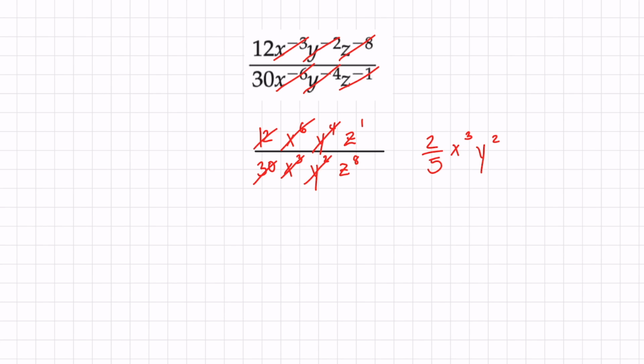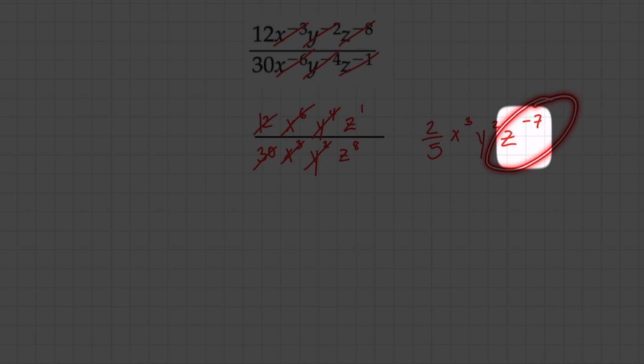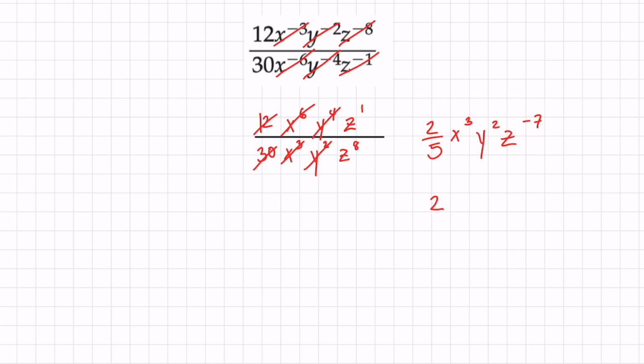And now we've got z^1 and z^8. 1 minus 8 is negative 7. So we can write z to the negative 7. It's considered not simplified if you've got a negative exponent. So we're going to have to flip that to the denominator. 2/5, I'm going to have to extend that fraction. x^3 y^2 is on the top. And since this has a negative exponent, just flip it to the bottom. Put it in the denominator and it's done.